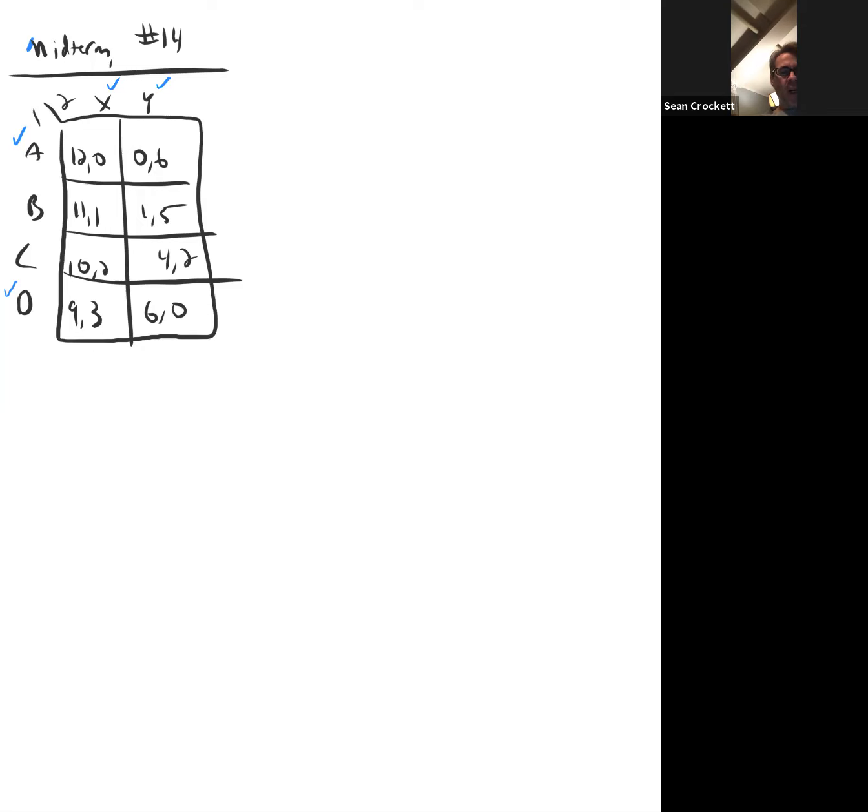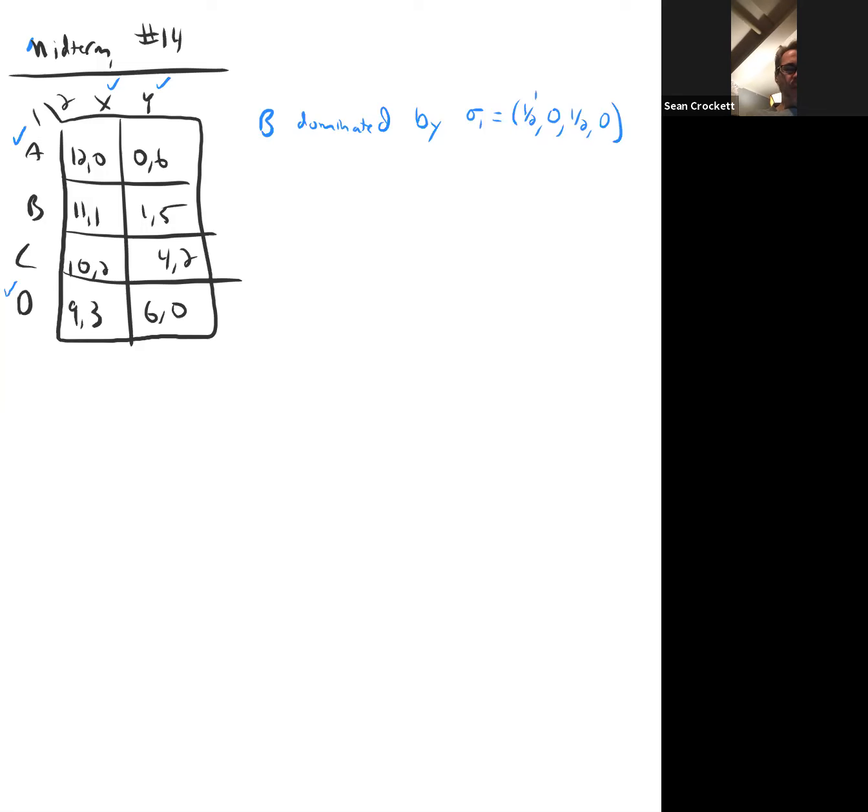Take your pick as to which one we're going to try to dominate. I see right off the bat that I can dominate B with a combination of A and C. So B is dominated by sigma 1 equal to 1/2, 0, 1/2, 0.